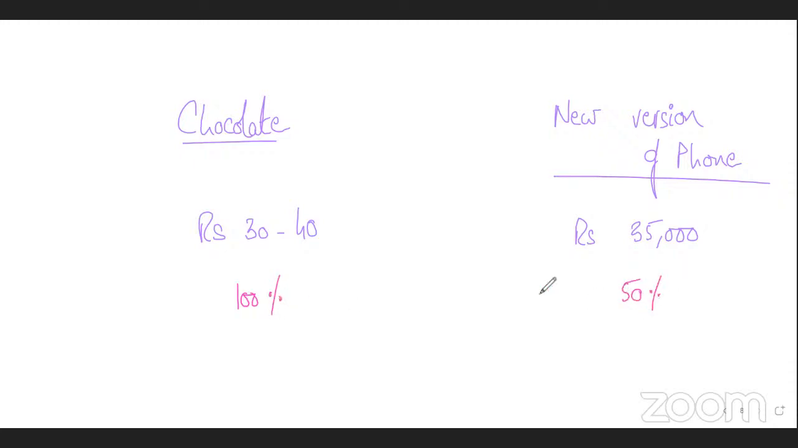Now, can you make a guess for which of the two items you expect a greater decrease in demand? So I've said that the price of chocolate has increased by 100%, and the price of the phone that you wanted to buy has increased by 50%. For which of the two products would you expect more decrease? What do you think?